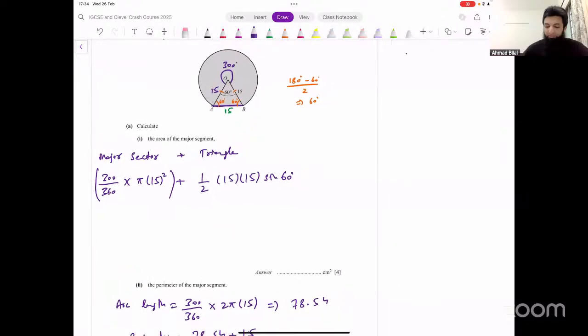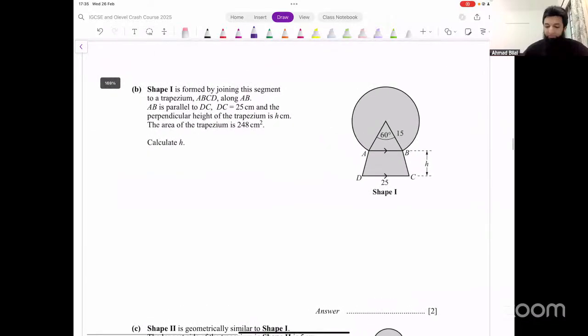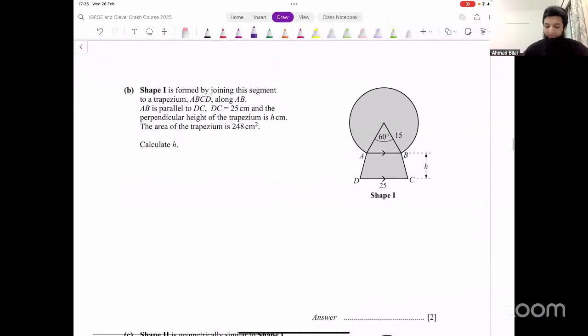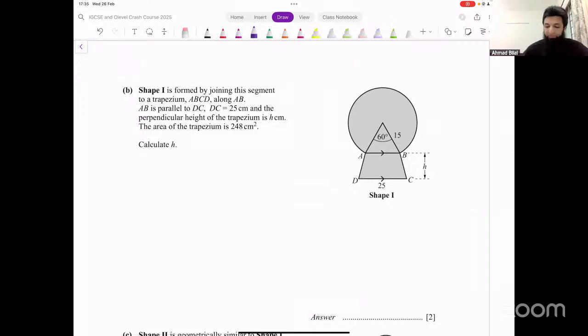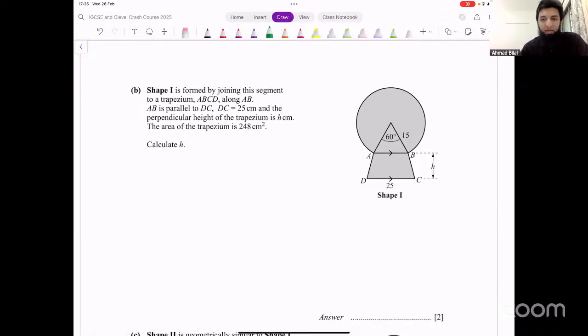Now it says, shape 1 is formed by joining this segment to a trapezium. So now we have a trapezium added to this shape along AB, so you can see that in the figure. AB is parallel to DC. DC is 25 centimeters, and the perpendicular height of the trapezium is h. The area of the trapezium is 248 centimeters squared. Calculate h. So we're given the area of the trapezium. Now, what's the formula for area of trapezium?